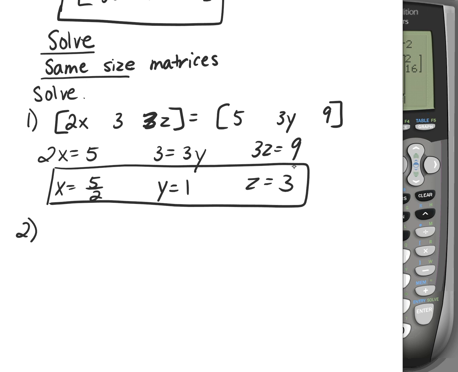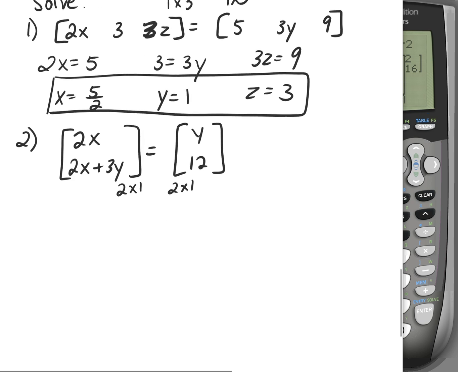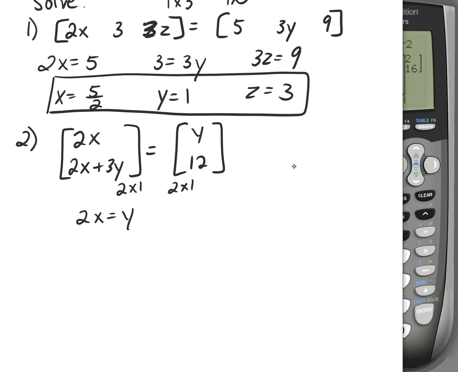So my second one will be 2x and then 2x plus 3y is equal to same size matrix. This would be a 2x1 matrix on either side. The other ones I didn't put the dimensions, would have each been a 1 row by 3 columns. So when they're set up this way, you're really just setting up those two equations. I'm going to do these side by side to make it easier to do my system of equations work.